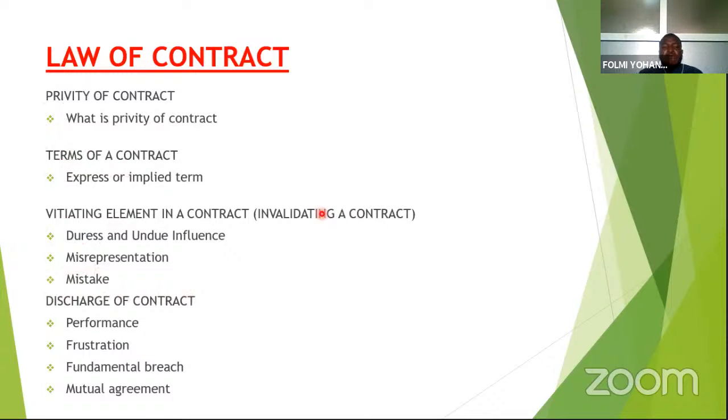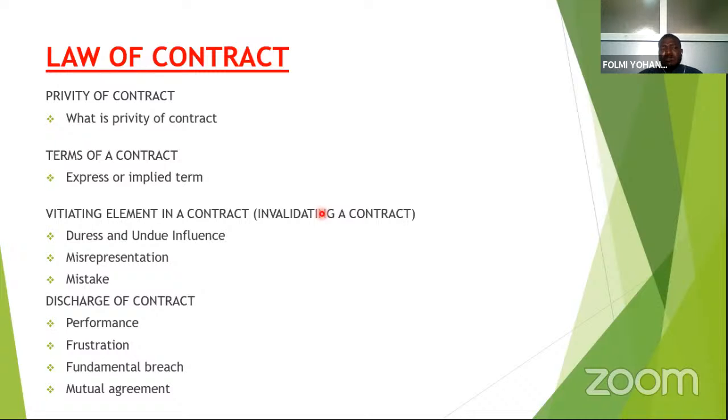So let's look at privity of contract. Privity of contract simply means only parties to a contract can sue and be sued. If you are not a party to a contract, you cannot sue and you cannot be sued. For instance, Mr. Johnson sold a car to Mr. John and the car has a problem. So Mr. John's wife cannot sue Mr. Johnson for selling to her husband a car that is malfunctioning because she wasn't a party to the contract. But Mr. John can sue Mr. Johnson because they are parties. So privity of contract is just saying only parties to a contract can sue. If you are never a party to that contract, you cannot sue.